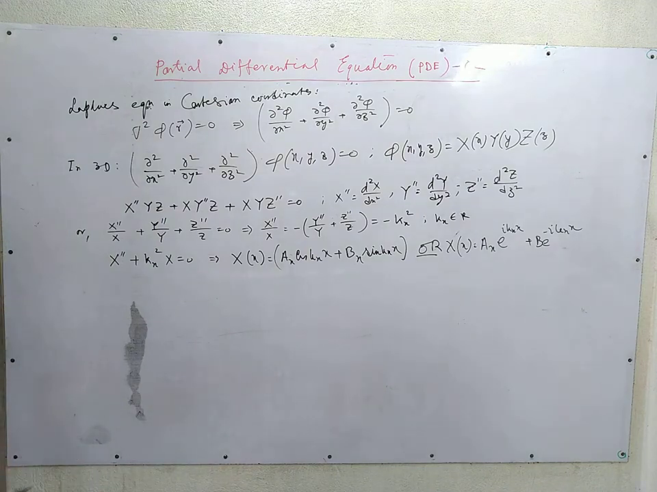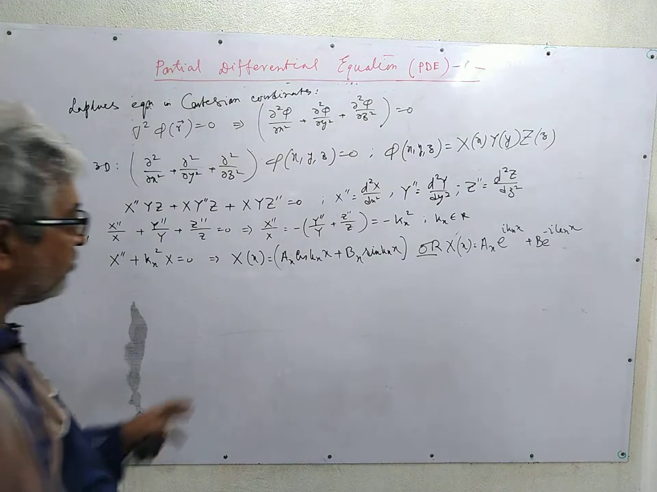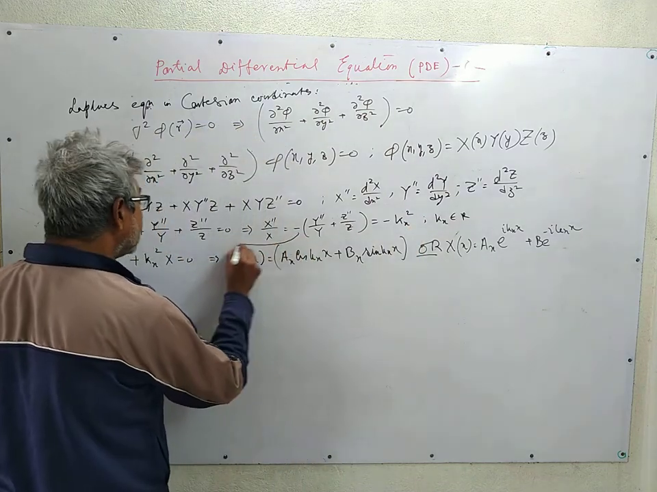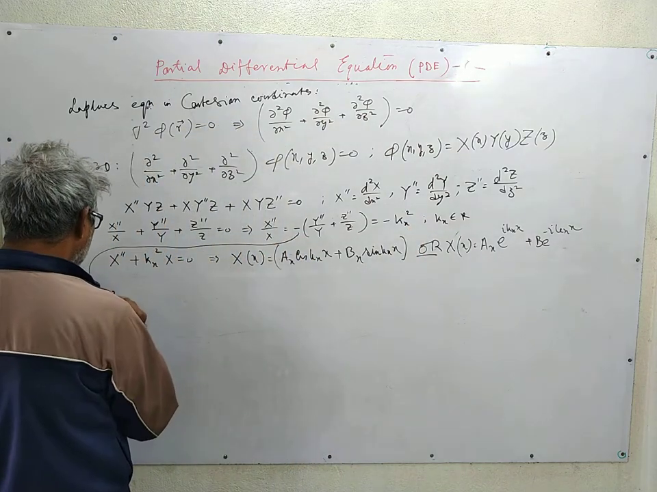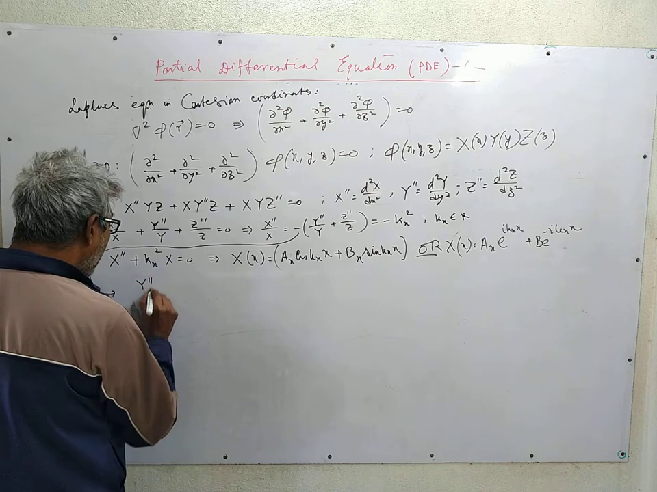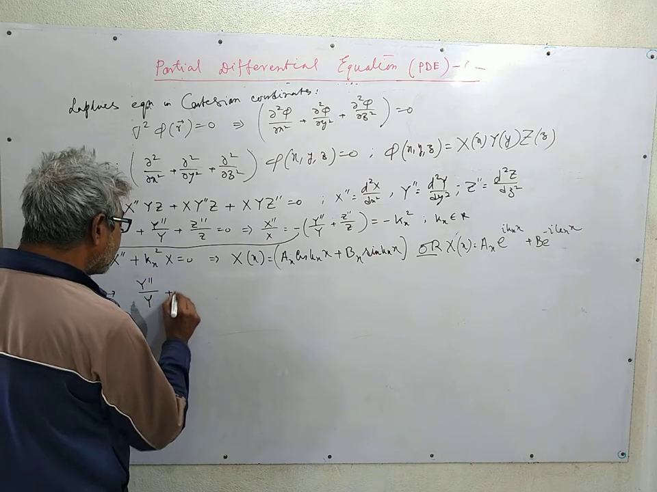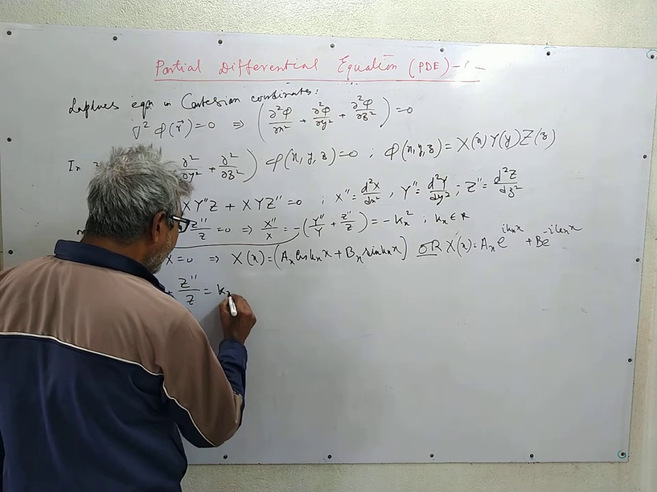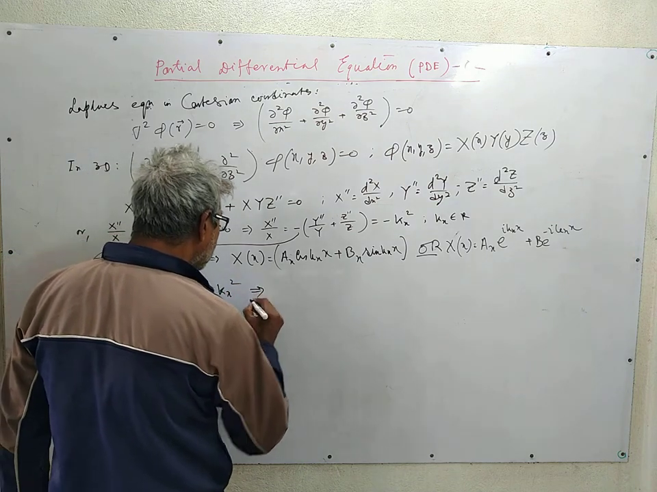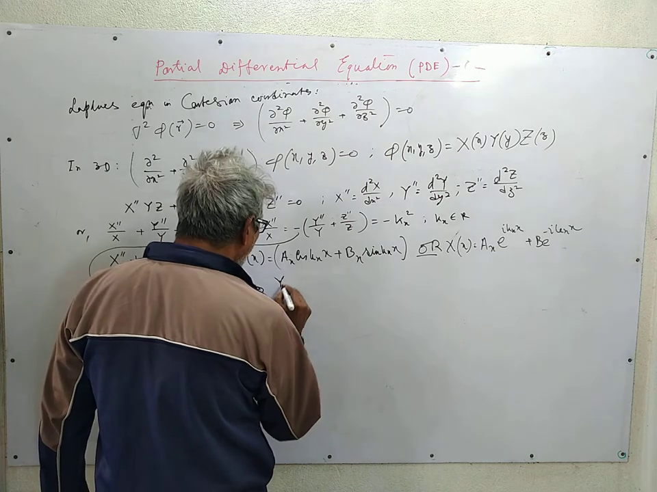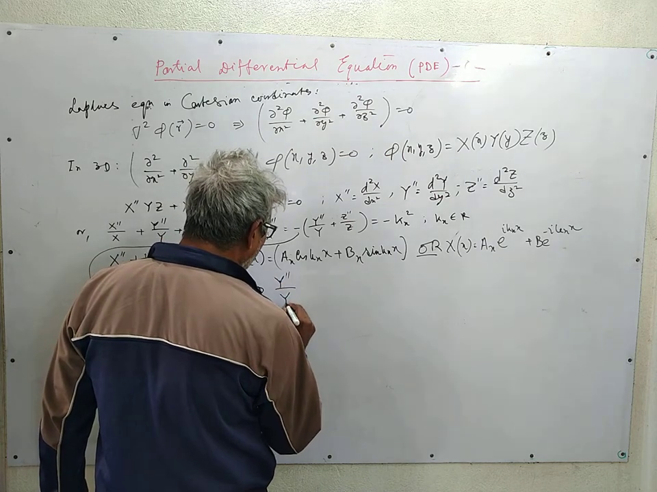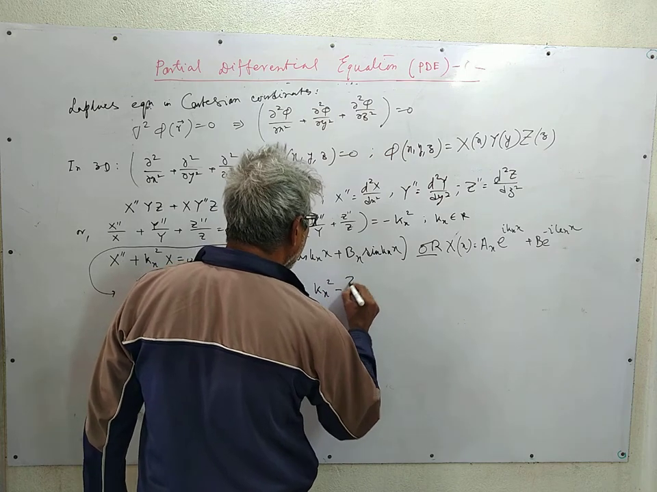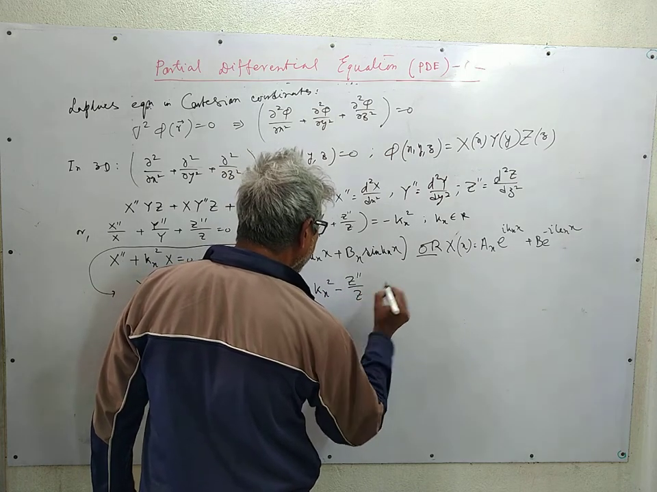Now the x equation has been separated out. Now we are left with this equation. So the equation is y double prime by y plus z double prime by z is equal to kx square, which gives y double prime by y is equal to kx square minus z double prime by z.